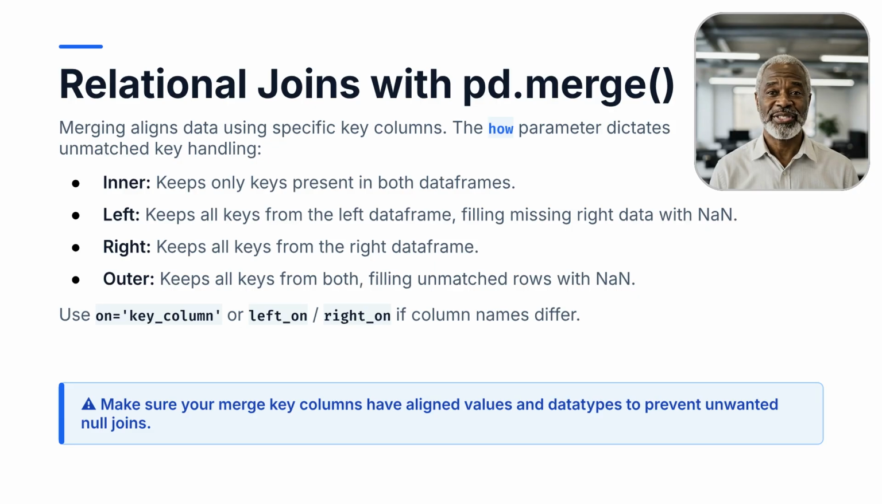For relational joins, pd.merge is your primary tool. The how parameter controls your join type, such as inner, left, right, or outer joins. Always ensure your join keys have matching data types.